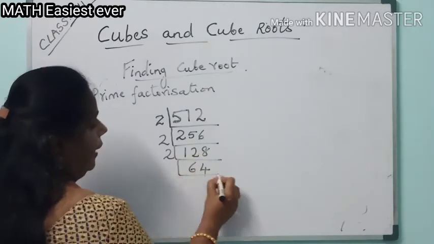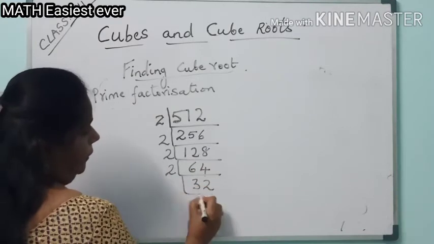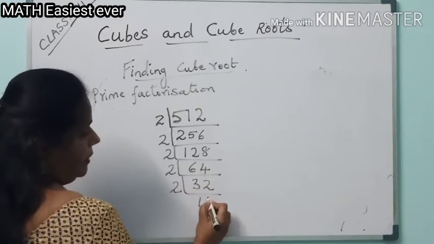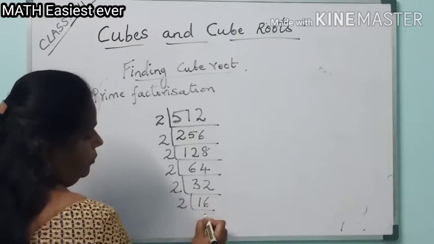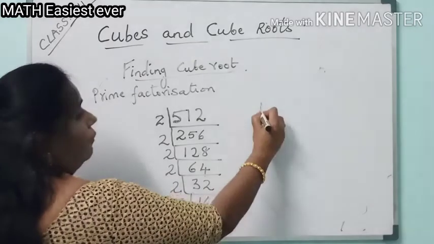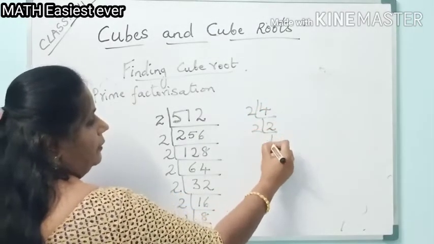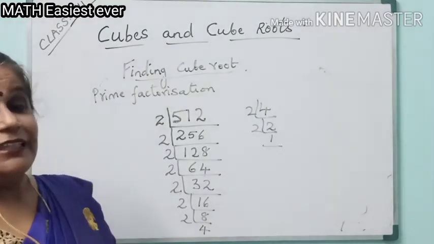Now again I'll divide 64 by 2. I get 32. Again 32 I divide with 2. I get 16. 16 divided by 2 is 8. 8 divided by 2 is 4. 4 divided by 2 is 2, and 2 divided by 2 is 1. I'll be doing it till I reach 1.